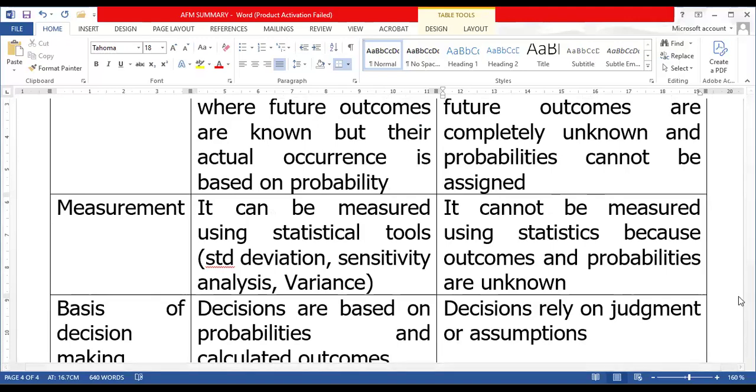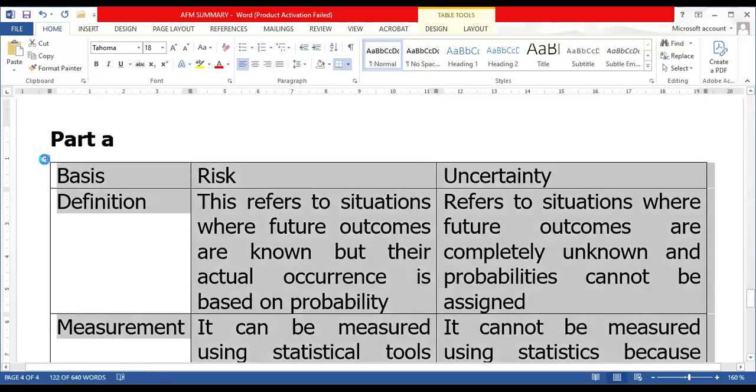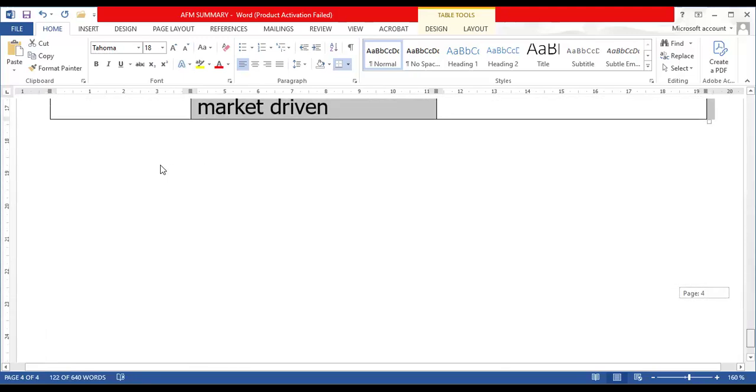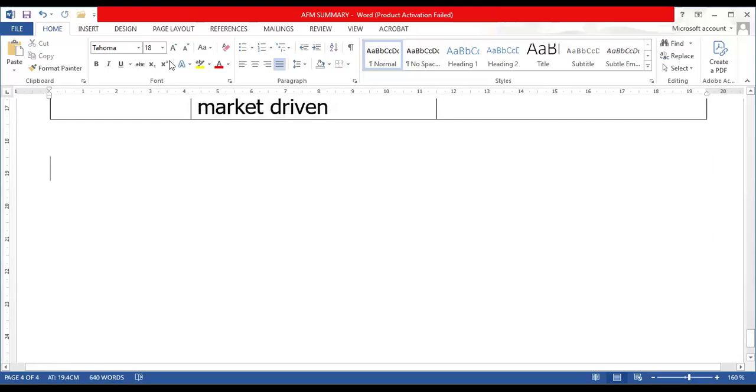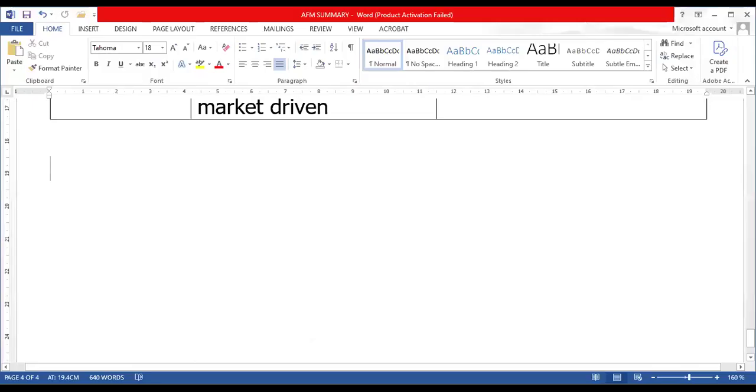The reason I'm talking about this is that during our time it used to be common, but I believe they still ask this, as you can see in your paper. Okay, so next we move to part B. We are told to distinguish, with examples, systematic and unsystematic risk. You have 4 marks. So what are you going to do here?